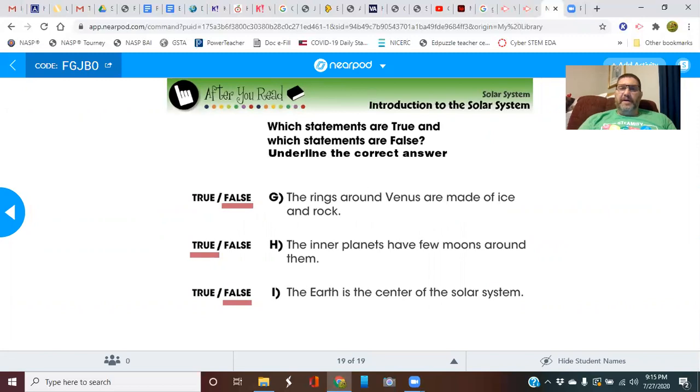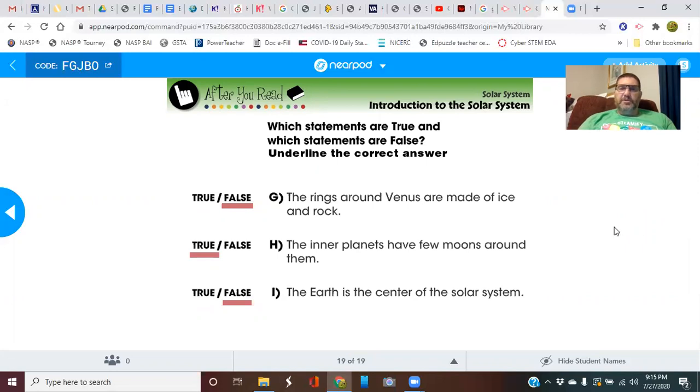Rings around Venus are made of ice and rock. That is false. The inner planets do have few moons around them, if any at all. And the Earth is the center of the solar system. That is an incorrect answer based on the geocentric model, which is no longer in effect.